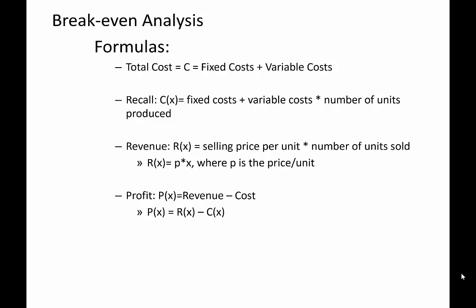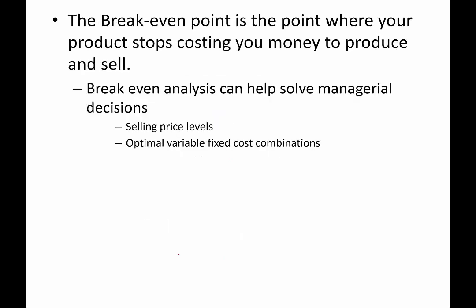Now I want you to recall that the cost equation is the fixed cost, F, plus the variable costs times the number of units, X. When we have revenue, we're selling price times X. Profit is the revenue minus the cost. So profit is SX minus F plus VX. Okay? And you would substitute in and get the answer for those things.